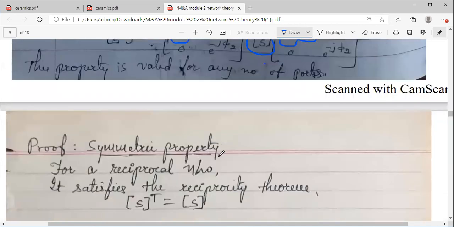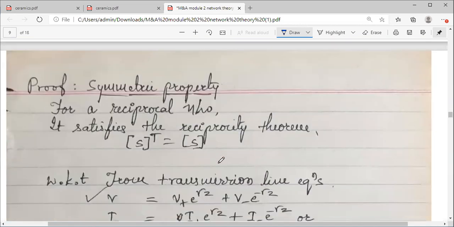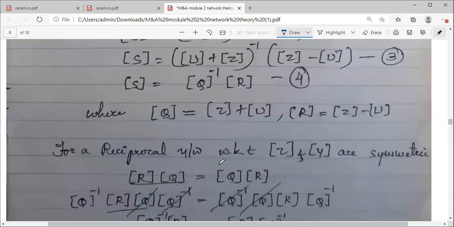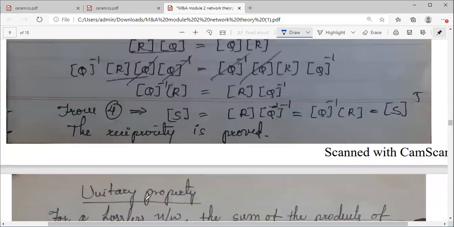And we have seen the symmetric property proof, how it is proved. No need to recall this again. This property we have proved. And the next property, the unitary property applicable for a lossless network, I had asked you to go through and try as an assignment. Hope you have tried. I don't want the accurate answer, but at least you should try. So in today's session, we are going to look at this unitary property, how it is proved.